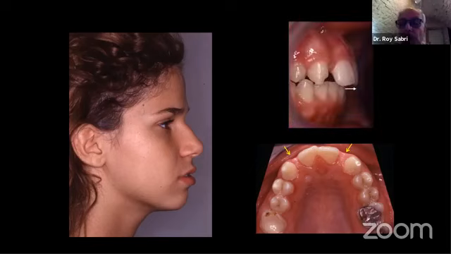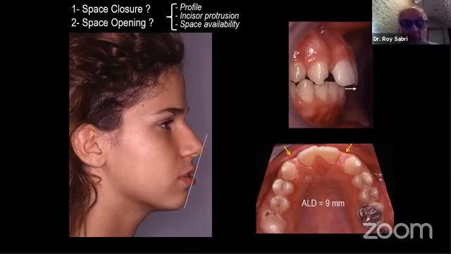Now, when I looked at, she has an overjet, she has, again, profile-wise, there is incompetent lip, protruded lower lip, there is an upper incisor protrusion, there is an overjet. Opening more space will increase the overjet. So I talked to the dentist and I said, you know what, this is a space closure case. He said, whatever is best for the patient.